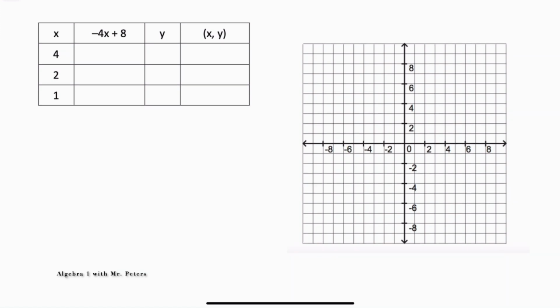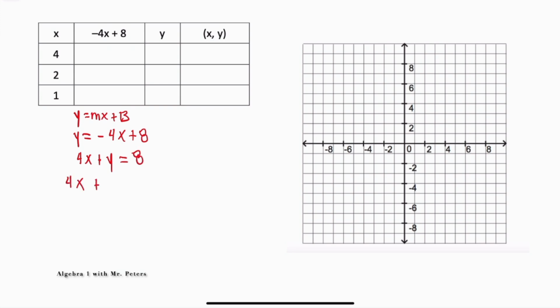Sometimes when we graph linear equations, they give it to us in slope intercept form, y is equal to mx plus b, and they may ask you to graph by intercepts. So we could do this by rearranging our equation or substituting. If I rearrange the equation, I would add 4x on both sides to get 4x plus y is equal to 8. Then I would substitute.